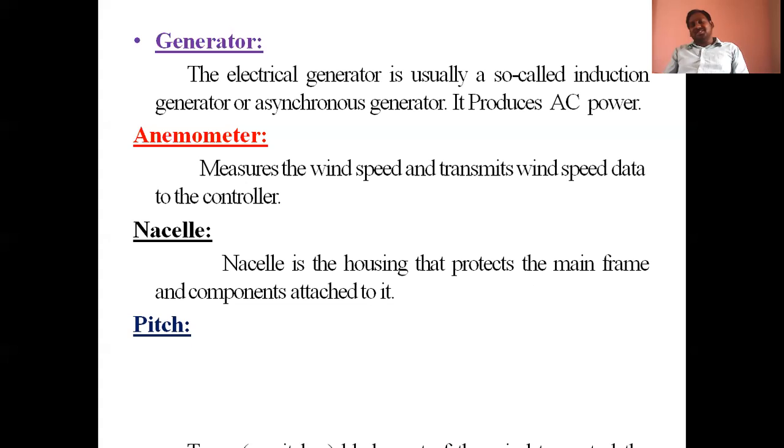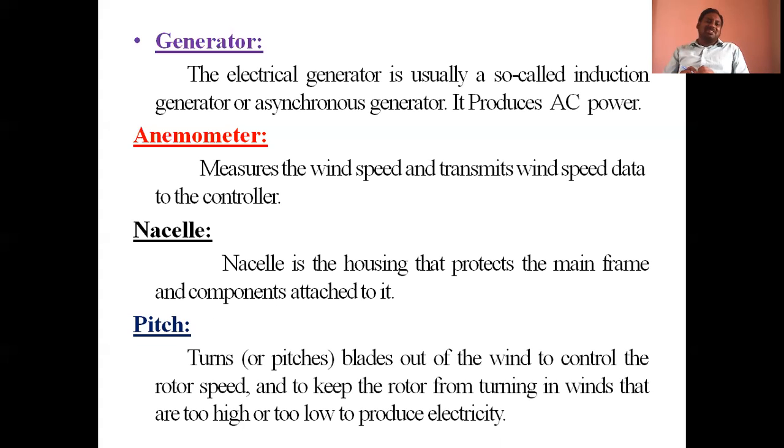And pitch, what is the pitch here? This is very essential for the wind power generation system. This is for the turbine blades. See here, what is the function of pitch? It turns the blades out of the wind to control the rotor speed and to keep the rotor from turning in winds that are too high or too low to produce power. Simply, the pitch can control the position of the blades on the wind turbine.